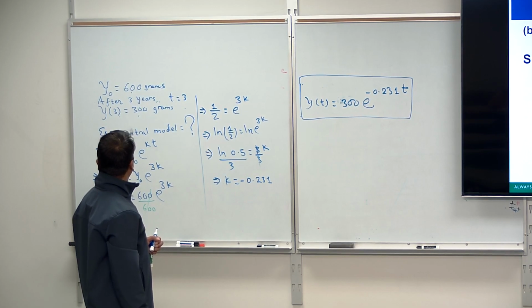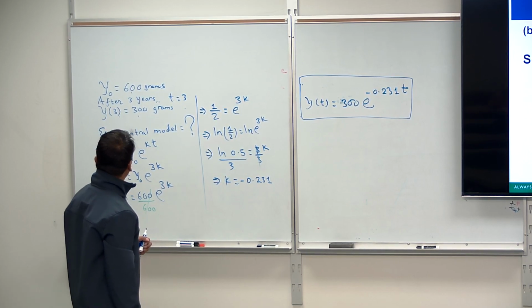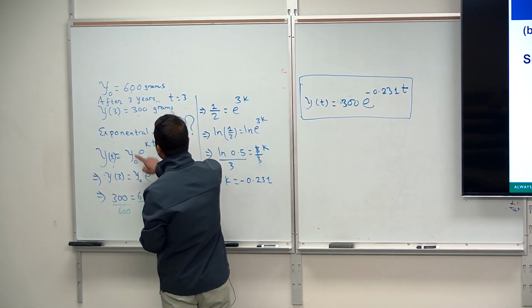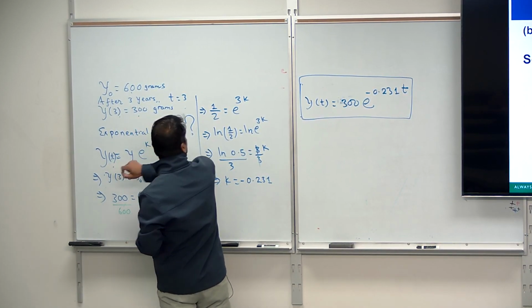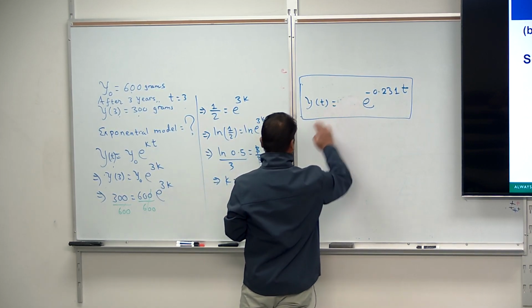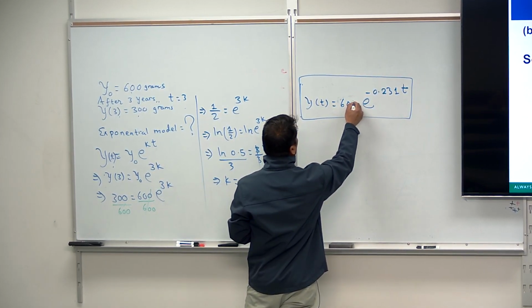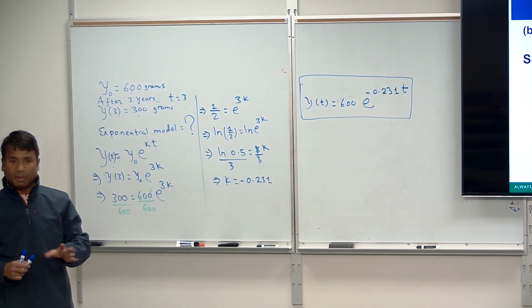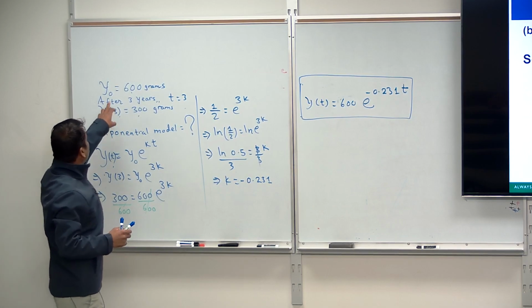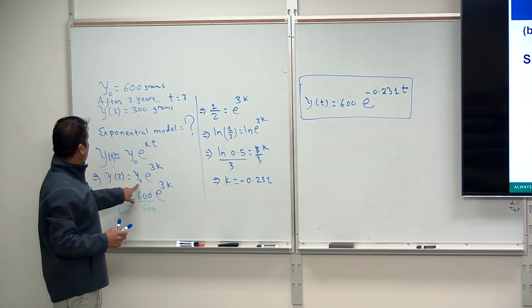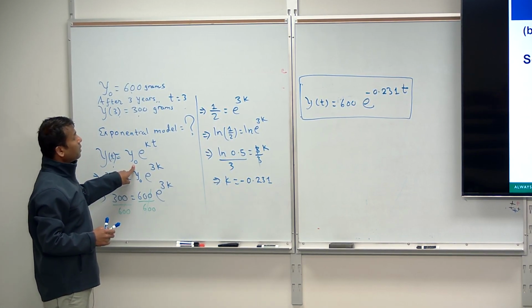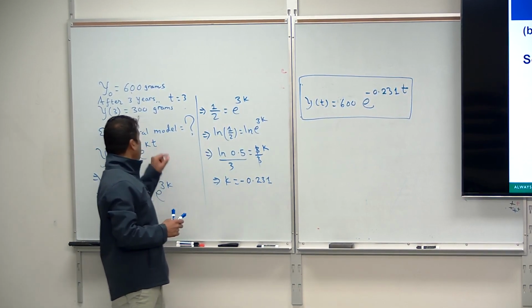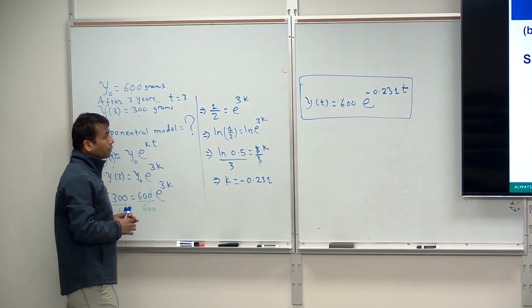Maybe I made a mistake. So y sub 0 is not 300, guys. 300 is the amount after 3 years. No, this is 600. This is the model. Sorry. You see what I mean, right? Because initial y0 is 600 grams. So you plug in y0, okay, 600 e to the power negative 0.231t. Good?